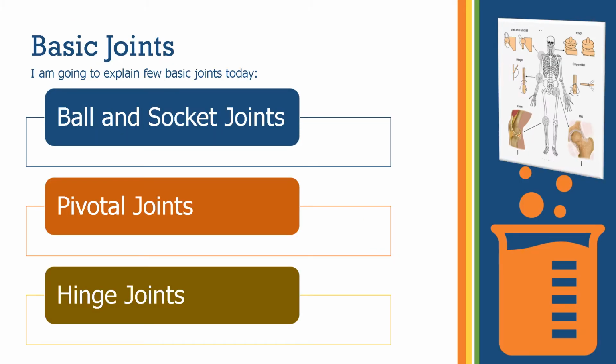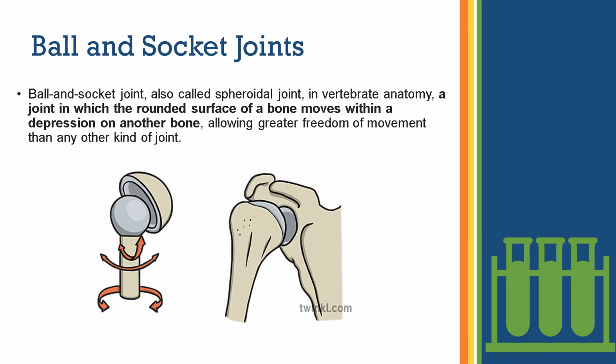So today we are going to learn a few basic joints like ball and socket joints, pivotal joints, and hinge joints. Ball and socket joint is also called a spheroidal joint because if we try to rotate a ball and socket joint, then it rotates completely and forms a circle within its rotation. That's why it is called a spheroidal joint. So literally, it is a joint in which the rounded surface of a bone moves within a depression on another bone, allowing greater freedom of movement than any other kind.